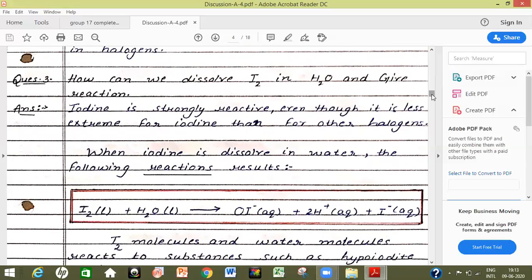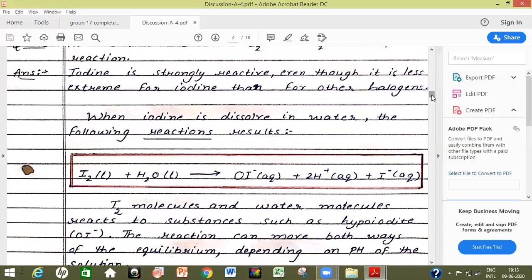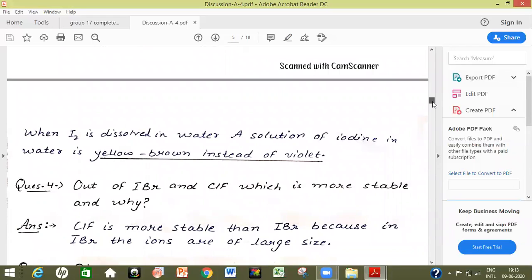So this also serves as the evidence for the existence of the I3 negative molecular anion, that is the polyhalide anion of iodine, I3 negative. So this reaction is important in a way that it serves as the evidence for the existence of I3 negative ions. The reaction should be I2 plus KI plus water, which gives us KI3, which is in dissolved form in the aqueous medium. So it helps in the dissolution of iodine in water.